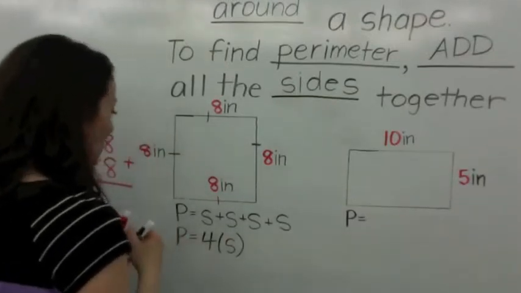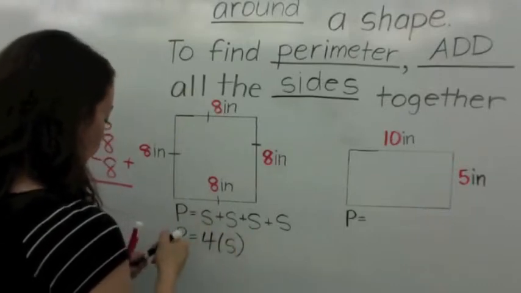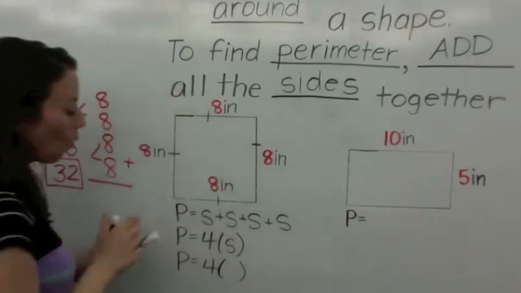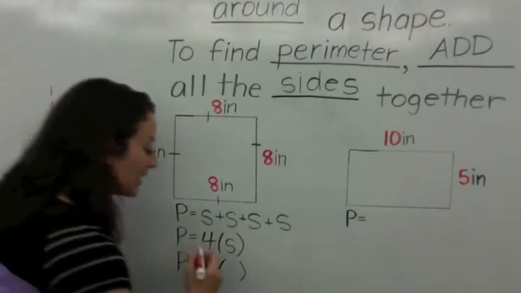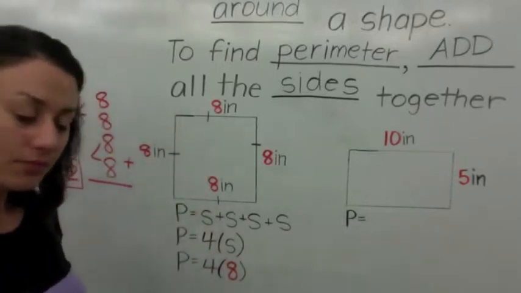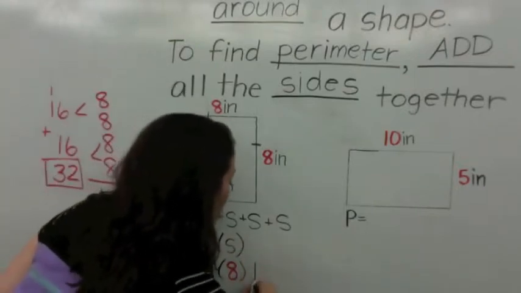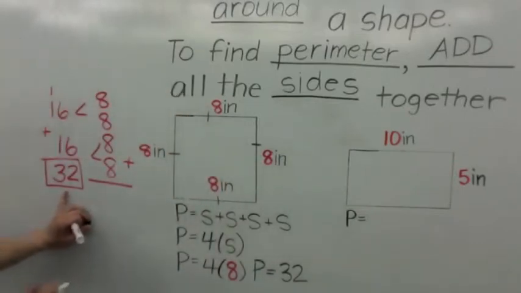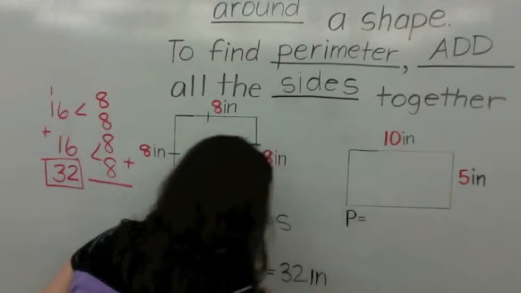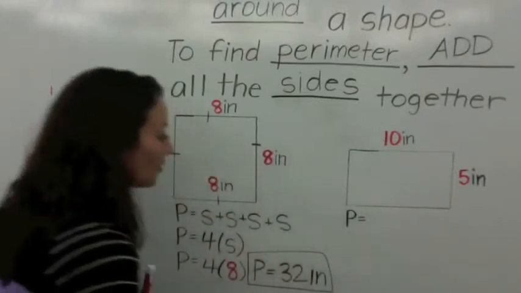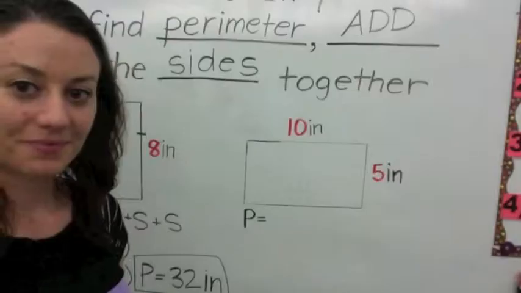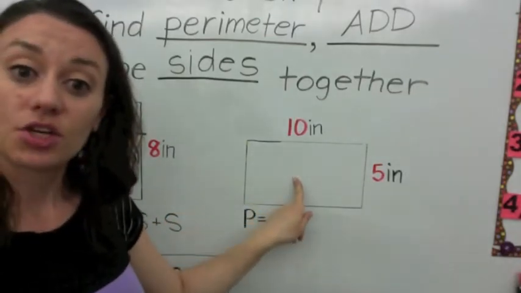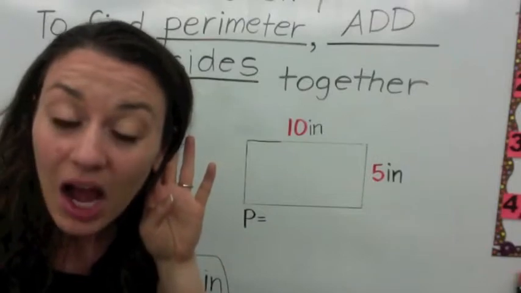Let's substitute 8 in the place of S. The perimeter is simply 4 times the length of the side, which is 8. 4 times 8 is 32, but we have to say it's inches. So put a box around that: 32 inches. Go ahead and get that down. Now let's take a look at this shape. This shape is different from the square. What is this called? It's a rectangle.